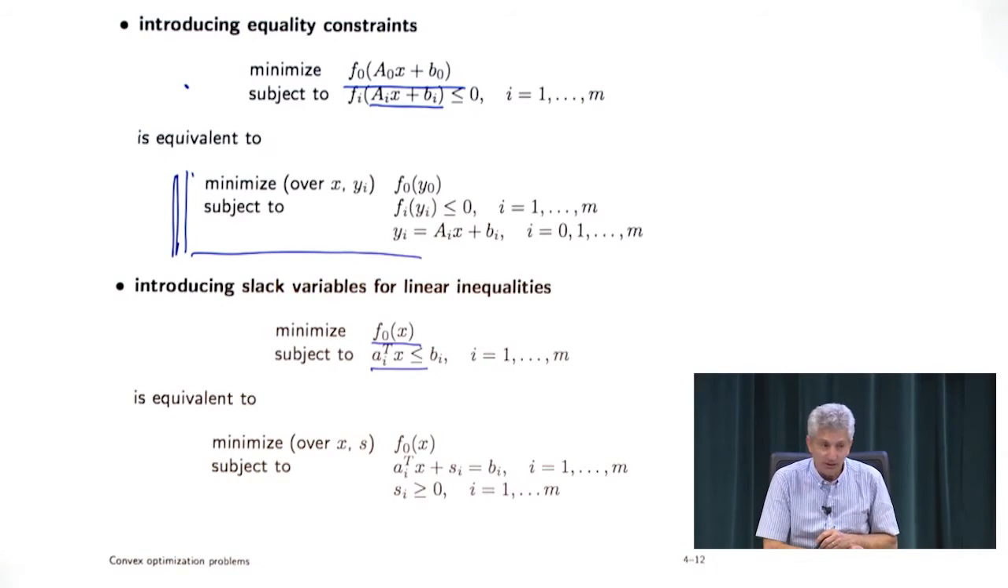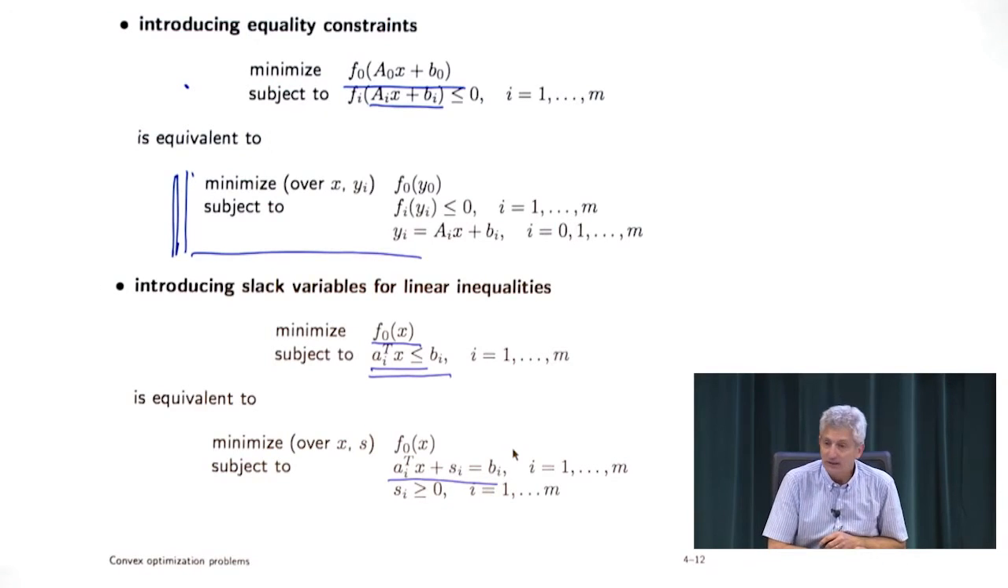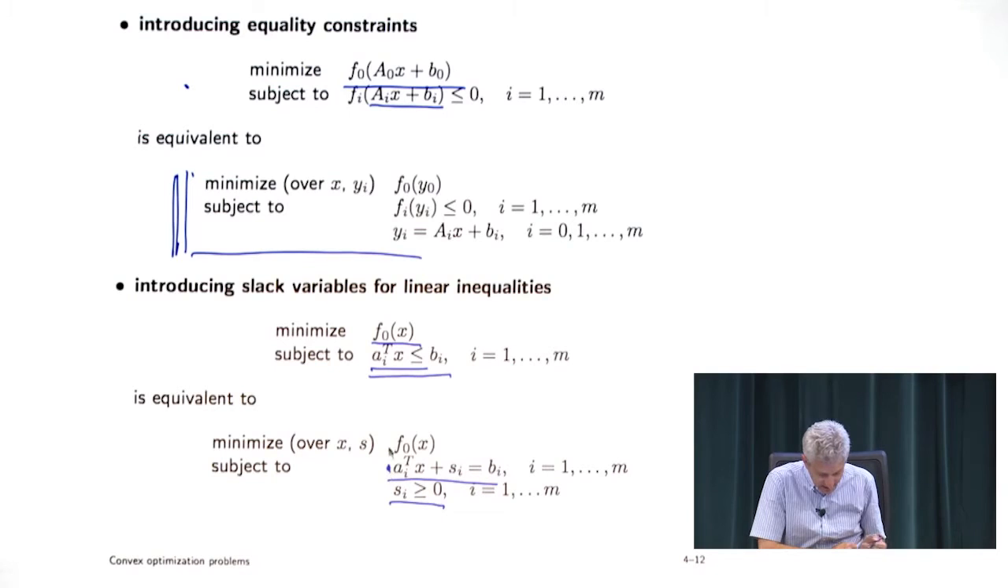A very common trick here is to replace these linear inequalities with linear equalities. I say a_i transpose x plus s_i equals b_i, and then I simply require s_i to be non-negative. Now, this is silly, because s_i is, of course, b_i minus a_i transpose x. So saying a_i transpose x is less than or equal to b_i is saying s_i is bigger than or equal to 0. So that's it.